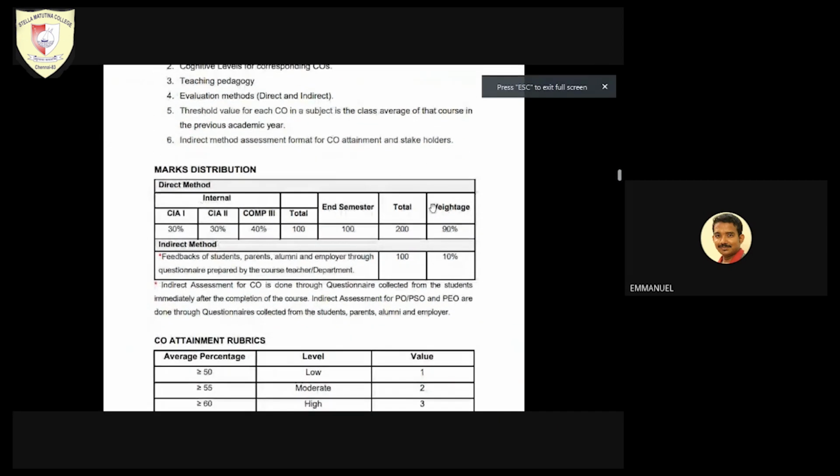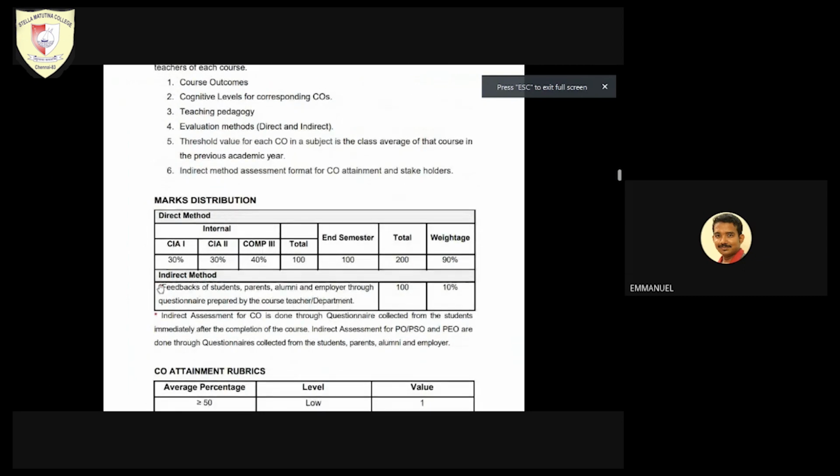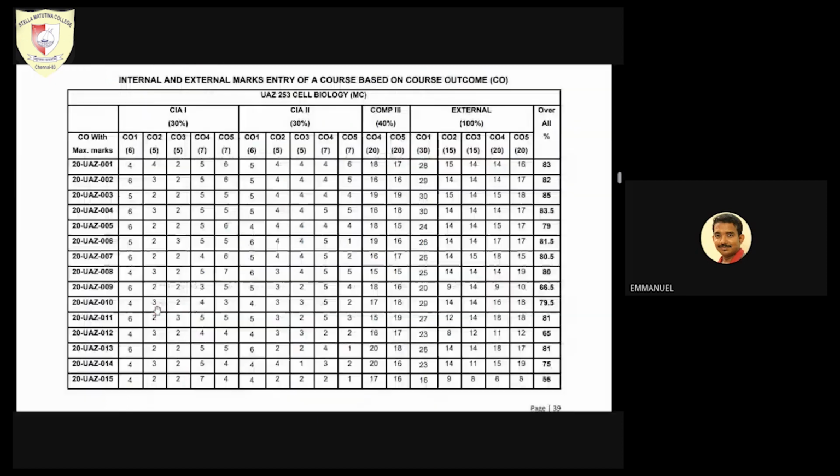Yes, this is mark distribution, as I'd already told. The indirect method is feedback from students, parents, alumni, and employers.